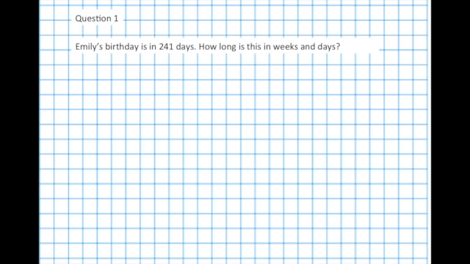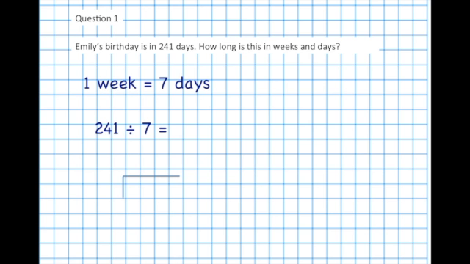Question 1. Emily's birthday is in 241 days. How long is this in weeks and days? Well, 1 week is 7 days. So to know how many weeks are in 241 days, we need to divide 241 by 7.